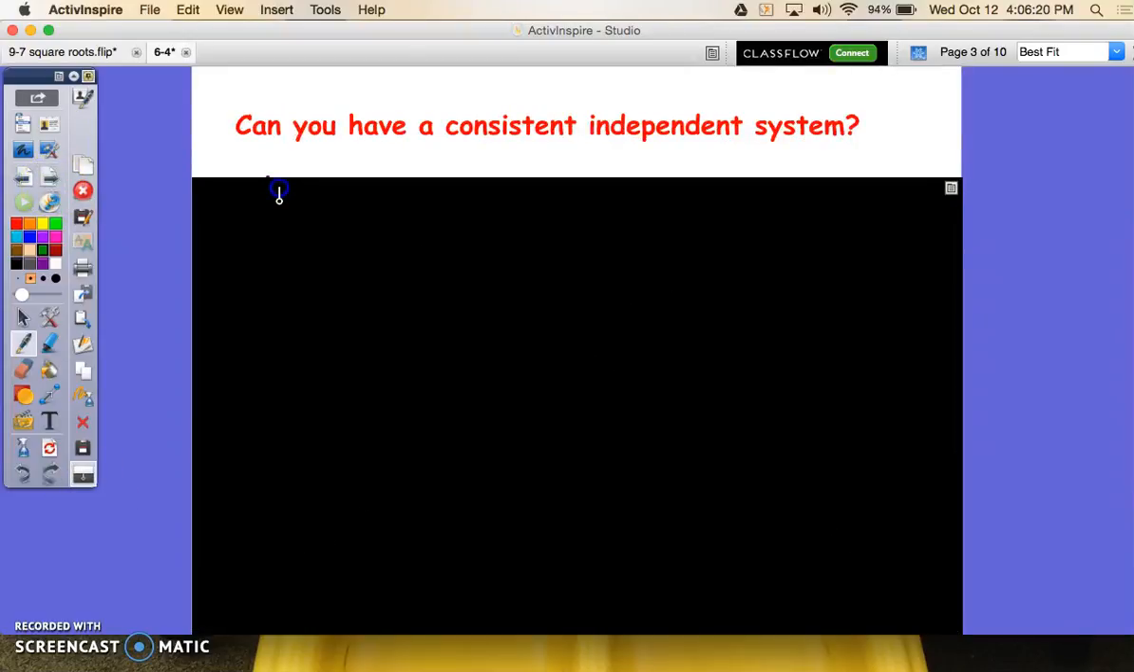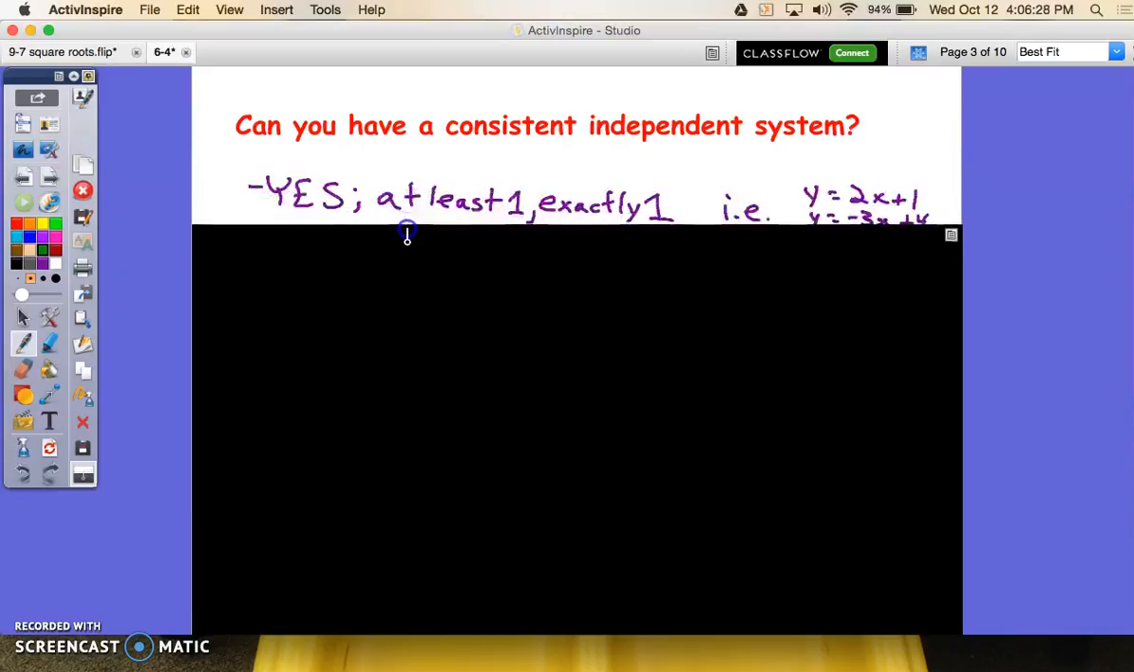So let's take a look at this scenario. Could I have a consistent independent? Well, think about it. Consistent meaning what? Independent meaning what? Yes, that is possible. I could have at least one. I could have exactly one. And here's a scenario right here of a system where I could solve that to get a coordinate, an ordered pair, of my intersection point.